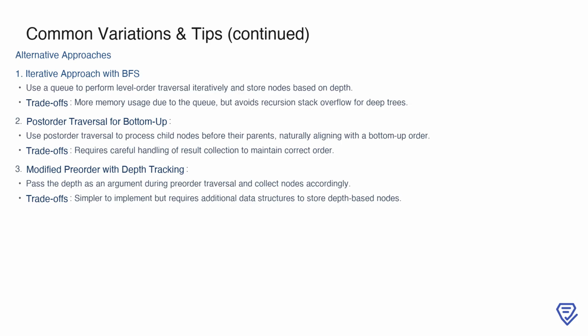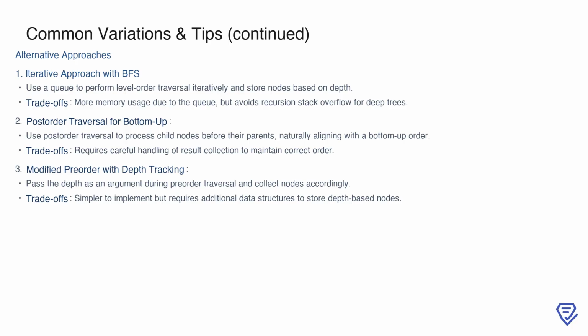There are also alternative approaches you can use to solve this problem. One option is an iterative approach using breadth-first search, or BFS. By using a queue, you can perform a level order traversal and store nodes based on their depth. While this approach avoids the risk of recursion stack overflow for deep trees, it does require additional memory for the queue. Another method is post-order traversal, which processes child nodes before their parent. This naturally aligns with the bottom-up order required in this problem. However, you'll need to carefully manage how you collect results to ensure the order is maintained correctly.